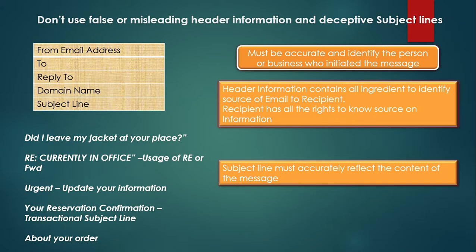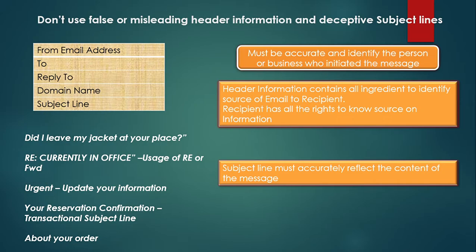So, going through the guidelines, what does this act talk about? First, don't use false or misleading header information or deceptive subject lines. Whenever we receive an email, there are a few things we see at once: where it is coming from, whom it is coming to, whether it has a reply-to email, the domain name, and the subject line. These few points are so important to judge the legitimacy of a particular email. So they have to be accurate, and the person or business should be identifiable.